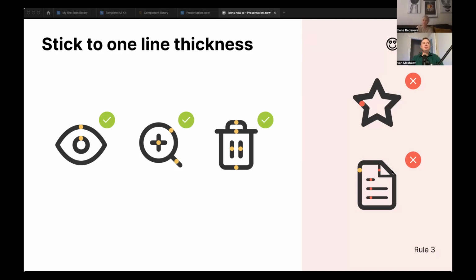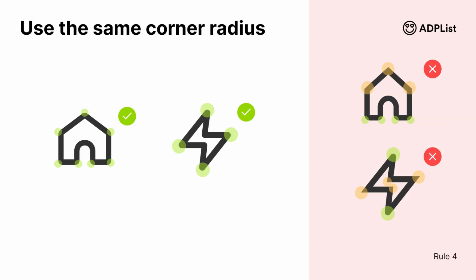If you decide to use 2 lines, that's totally fine. But all your icons should use the same mechanic. For example, this eye, right? If you choose to use 2 types of line in your icons, the inner part of this eye should be thinner. The same with the plus and this trash can. So keep it in mind, always use one icon thickness. Yeah, corner radius.